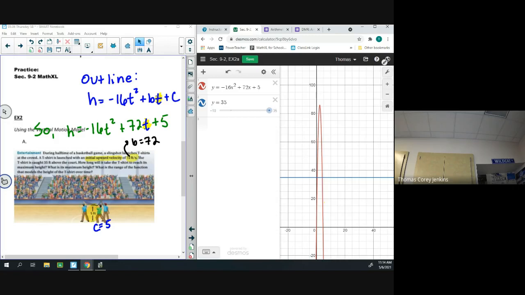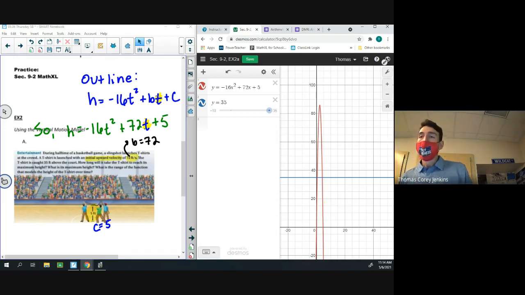To me, it just seems like Desmos does better with x and y. So I type it in as negative 16x squared plus 72x plus 5. The reason I did y equals 35 there is because that will show us on the graph where the fan catches it, 35 feet above the ground. It said that in the story problem. That's why I did that.